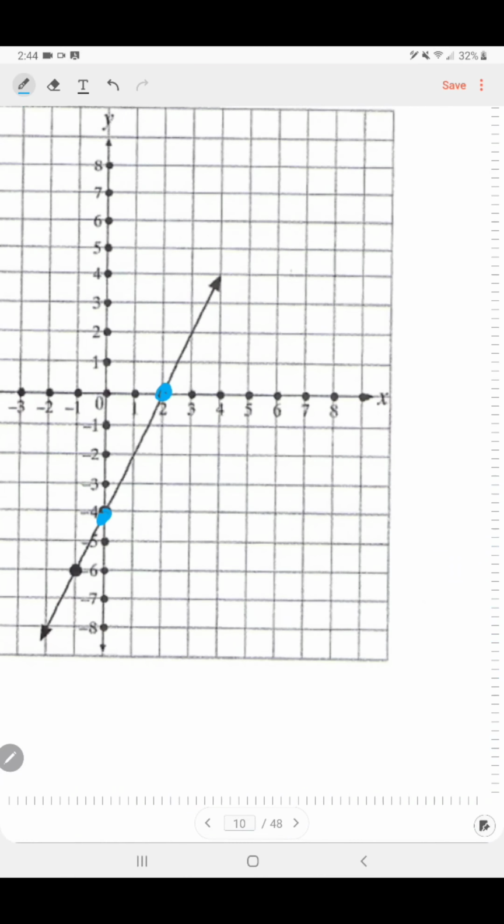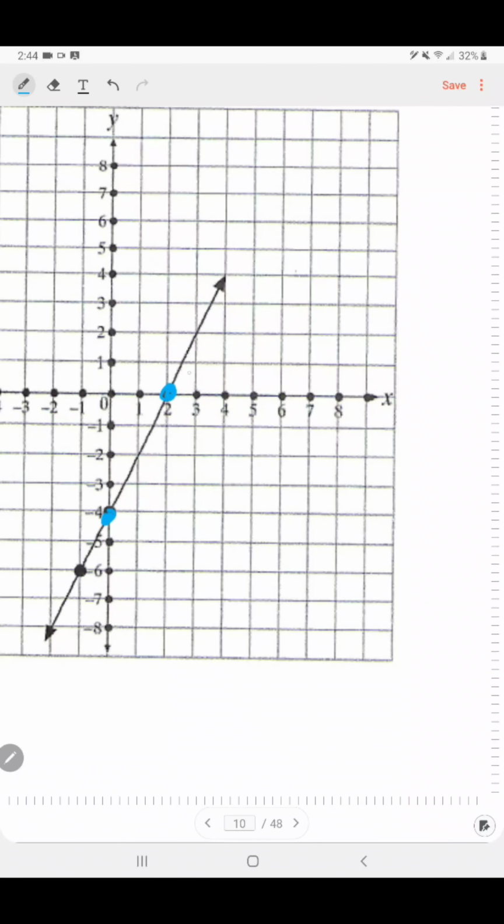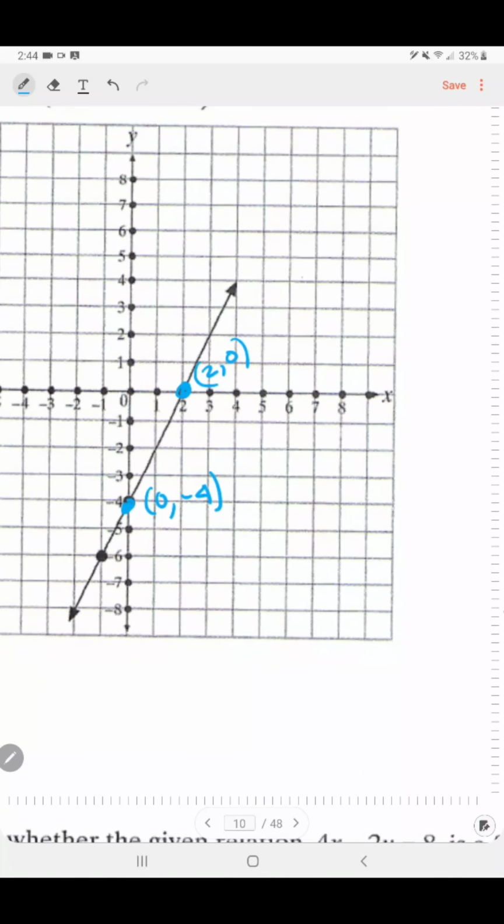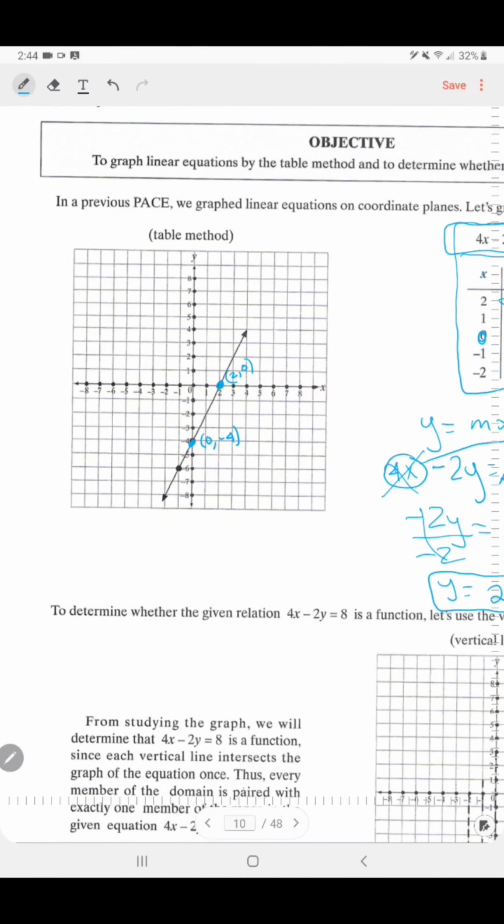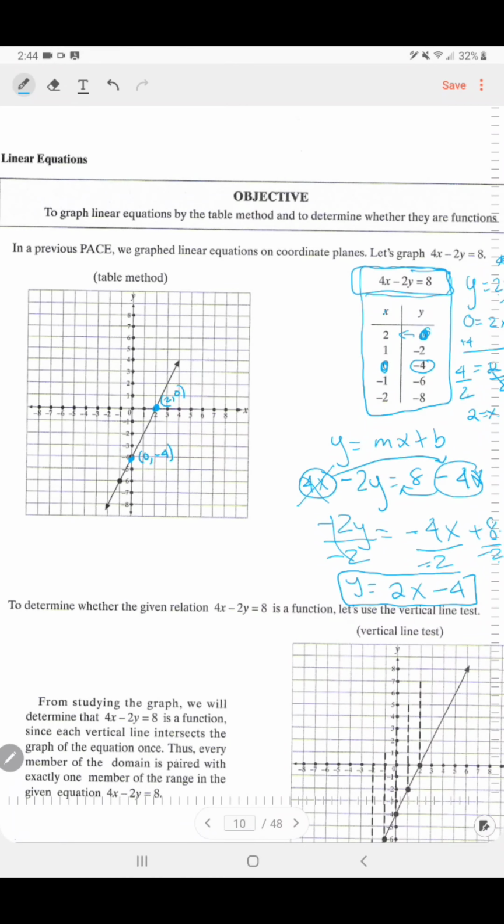So if you notice, this is (2, 0), and this is (0, -4). These are called the y and x intercepts. And then all the other numbers, you can just find them on here.